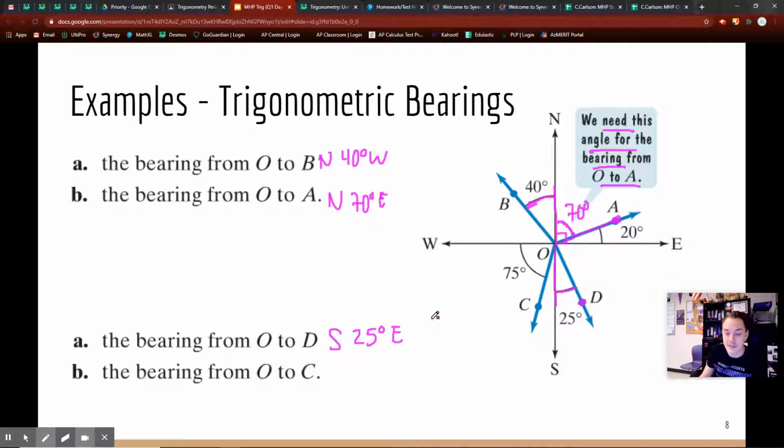25 degrees east. O to C. Down, south. So I get south, and I don't have this value right here. What's that value? Well, if this is 75, then this must be 15 degrees, because that gives me a total of 90 degrees. So that is 15 degrees west. Awesome. So that's the basics of bearings. Let's actually apply it to something.